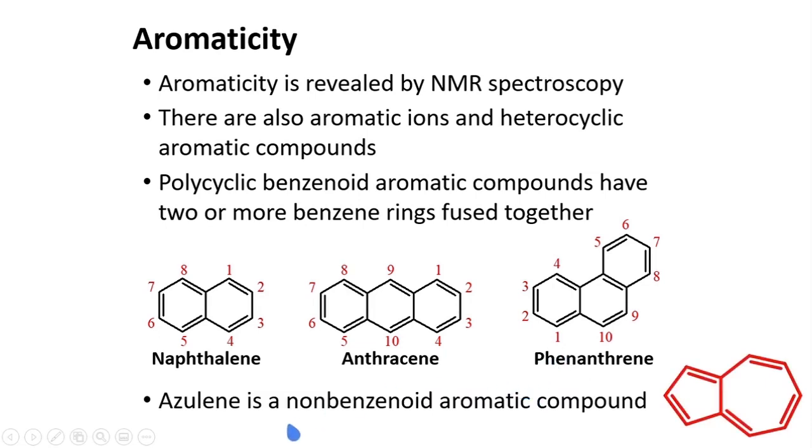Azulene is a non-benzenoid aromatic compound. This compound may not look aromatic at first glance, but in drawing other resonance forms of this compound, each of these rings can satisfy Hückel's rule. I will leave this for you to try. Draw resonance structures of this compound and find structures wherein each ring is aromatic.